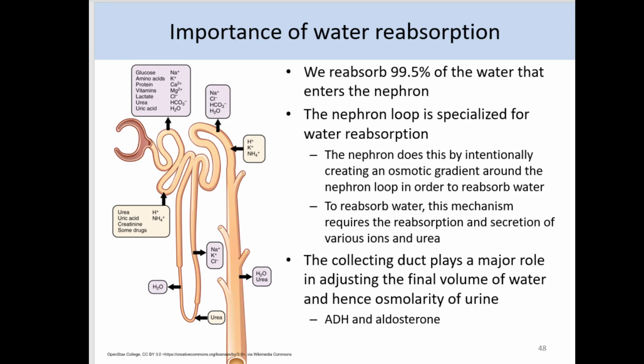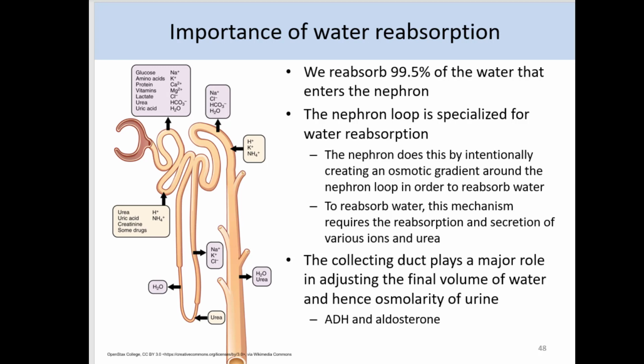One of the important places this is occurring is in the nephron loop. The nephron loop has a lot of specializations that allow it to reabsorb a lot of water. We're not going to go into the details of how the nephron does this, but I just want to mention that the nephron actually intentionally creates an osmotic gradient around the nephron loop, and that osmotic gradient is used to reabsorb water. And this osmotic gradient involves urea, which is why we have to reabsorb some urea.